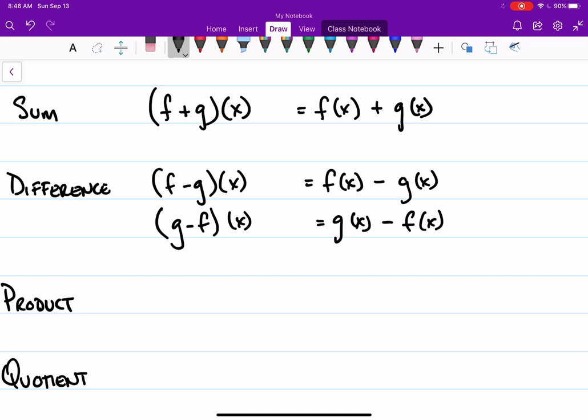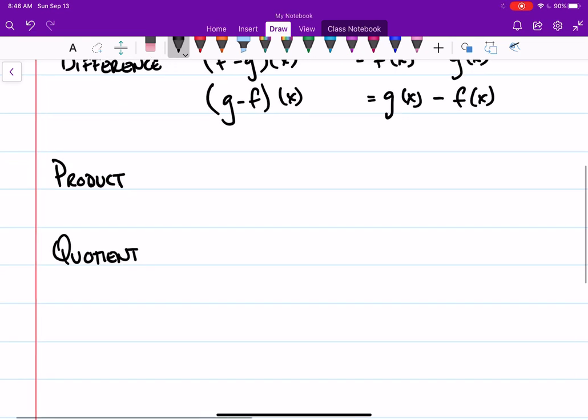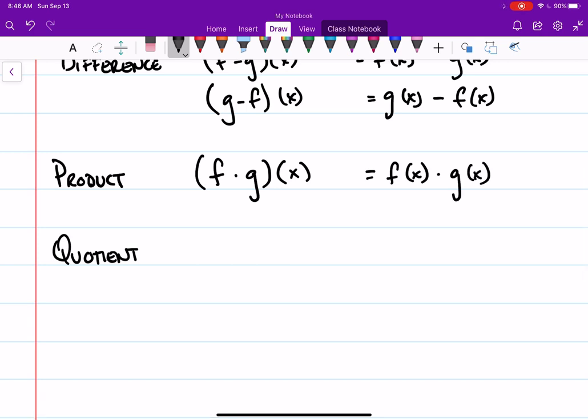So obviously you're noticing that we're getting two different functions here, the f of x and the g of x, and we have to add them together or subtract them or multiply them or divide them. So let's keep on going. You might have f dot g of x, meaning f times g of x. That just says find f of x, find g of x, and multiply them. And then you're going to have f divided by g of x, which just means find f of x and divide that by the g of x.